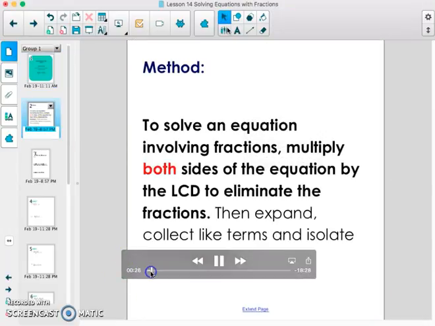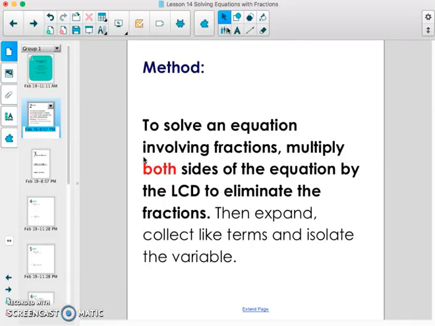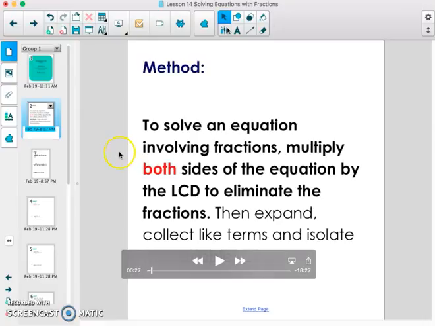Okay, so to solve an equation involving fractions, we have to multiply both sides of the equation by the LCD to eliminate them. I'm not going to get too much into this right now, because until you see it happen, you're not really going to understand what that means. But essentially, we're adding another step before expanding, before collecting like terms, before isolating. So we want to multiply the LCD on both sides.